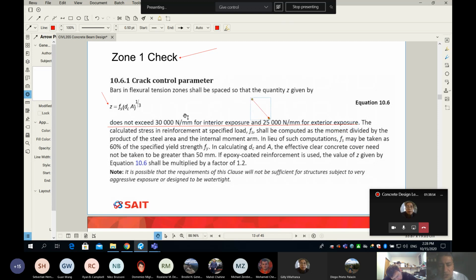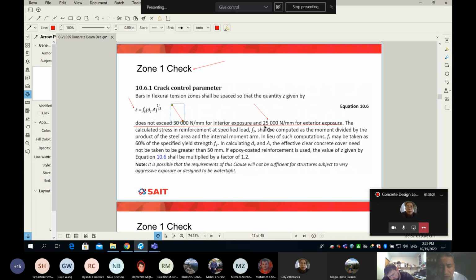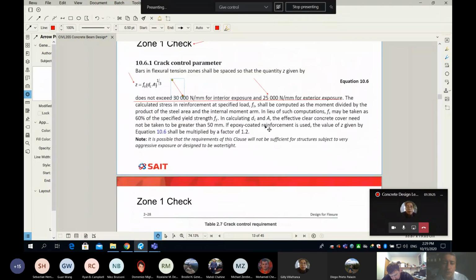That's where this number is. We need to compare our Z not to 30,000. 30,000 is for an interior beam. However, for an exterior beam, we should maintain less than 25,000. Otherwise, if the Z factor, or the crack control factor, exceeds this number or this number, it means my crack is so wide and it will cause problems to the performance of my beam in the long term, because lots of vapor and water get in and corrode my rebar.